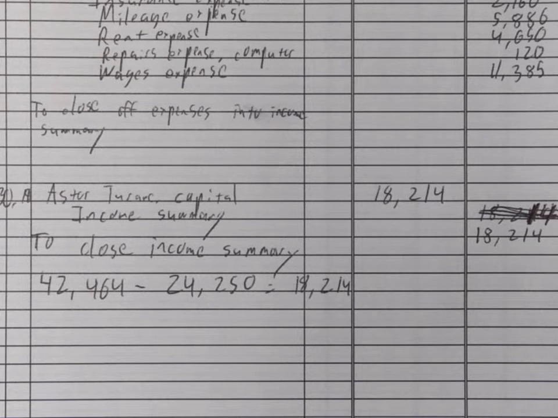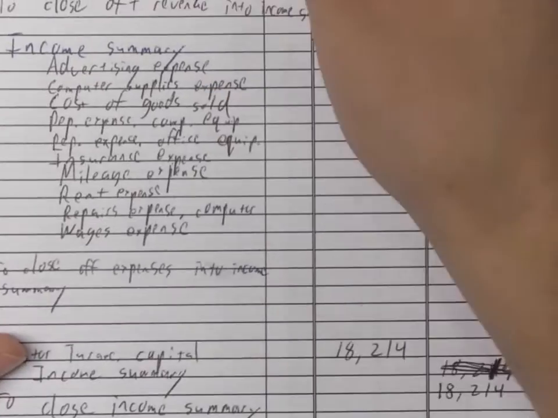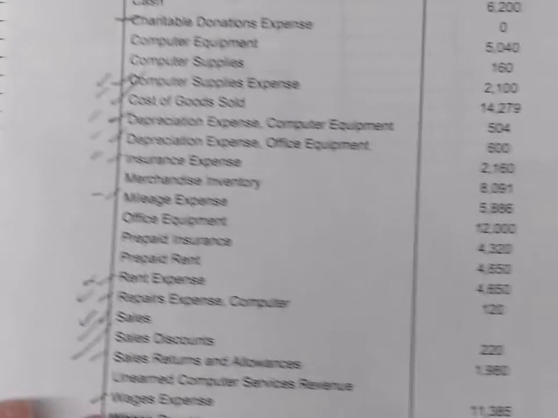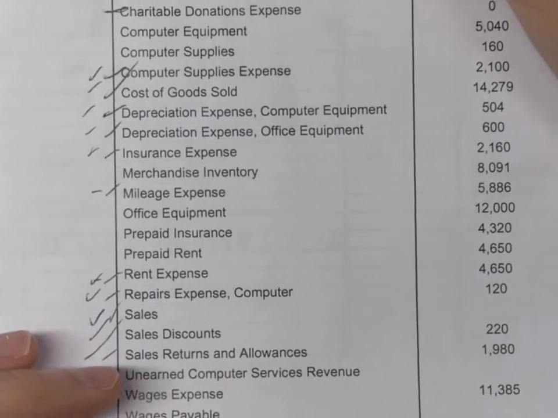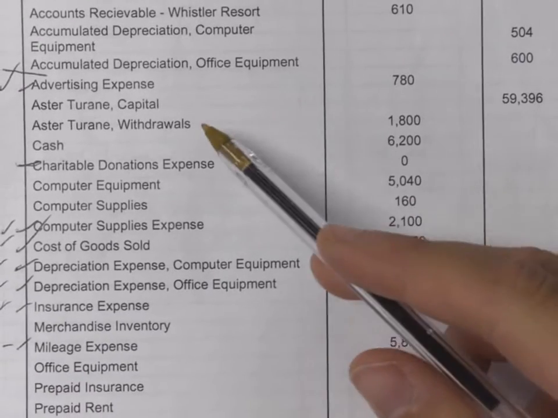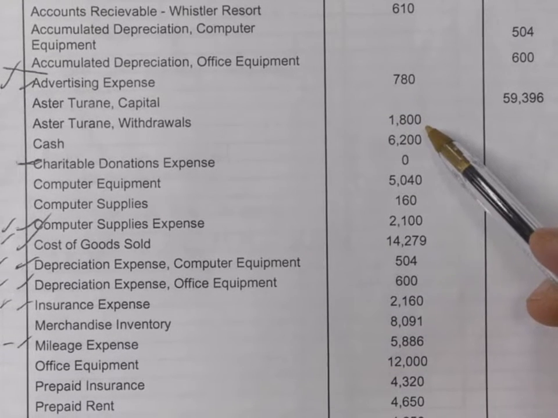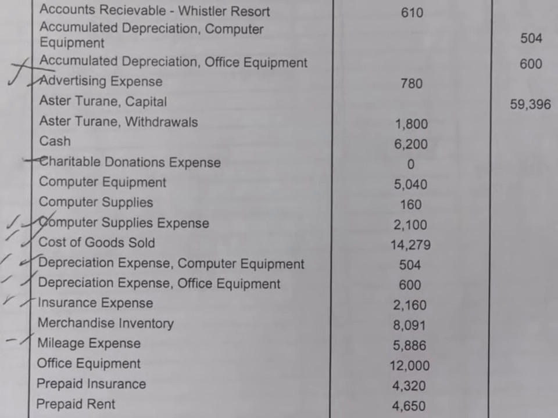Okay. Any other question before we do the last entry? Okay. So now we have D for draws or withdrawals. And let's go take a look at the accounts here. We have Aster Terrain withdrawals, and she took out $1,800 during the year. So if she took out $1,800 during the year, that means she reduces her investment in the business by $1,800. She's taking out that money, so we need to reduce her capital account by that amount.